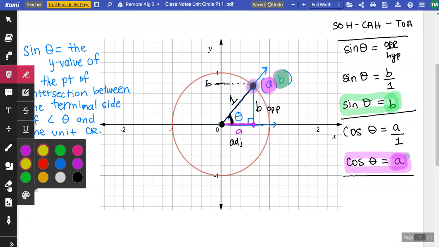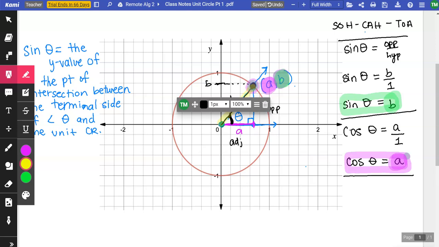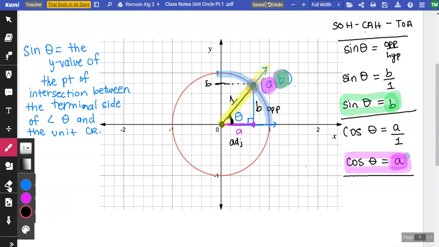So our terminal side of our angle theta is right here. This angle goes through here. And then our unit circle intersects that terminal side at this point, and the y value of that point, which we call B, is the exact same thing as the sine of theta. So the sine of theta is equal to the y value of that point of intersection, which means that the sine of theta is then equal to y.